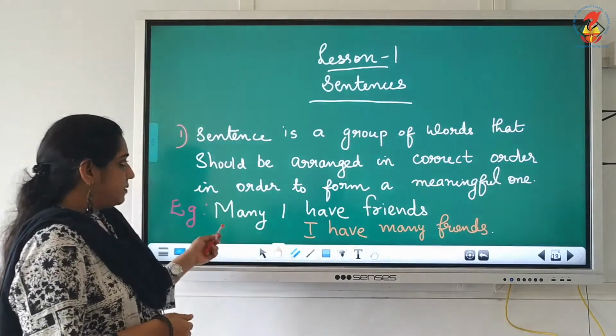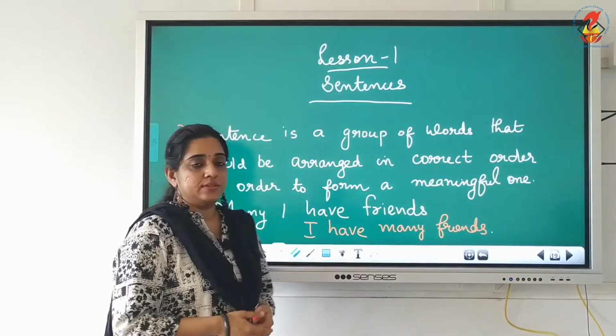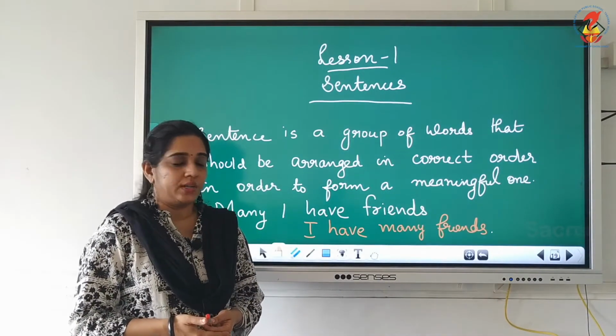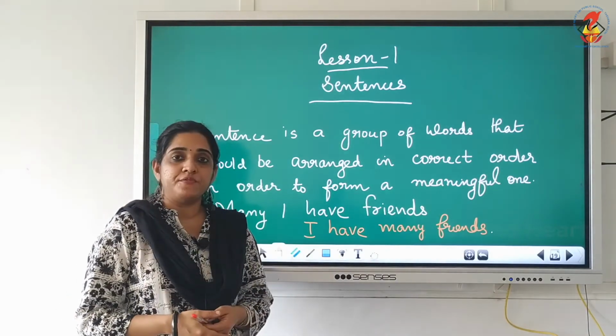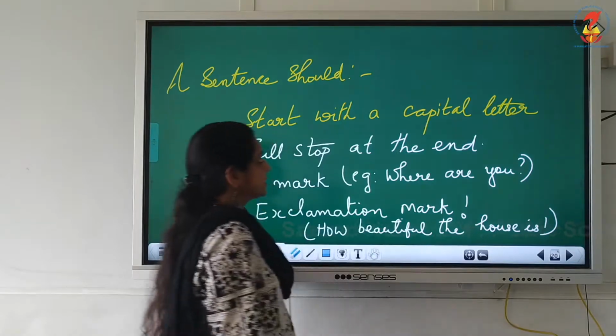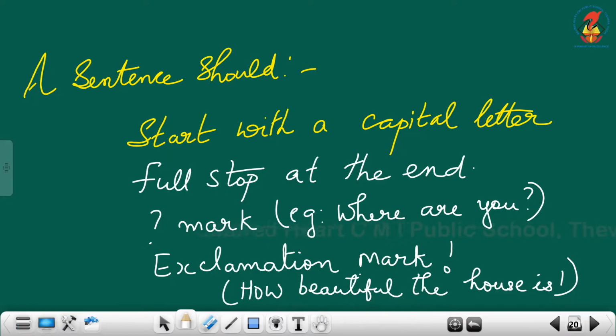See the example, "many I have friends." How will you rearrange that in order to form a meaningful one? "I have many friends." Then coming to other features of a sentence. A sentence should start with a capital letter and after each sentence you have to put a full stop.